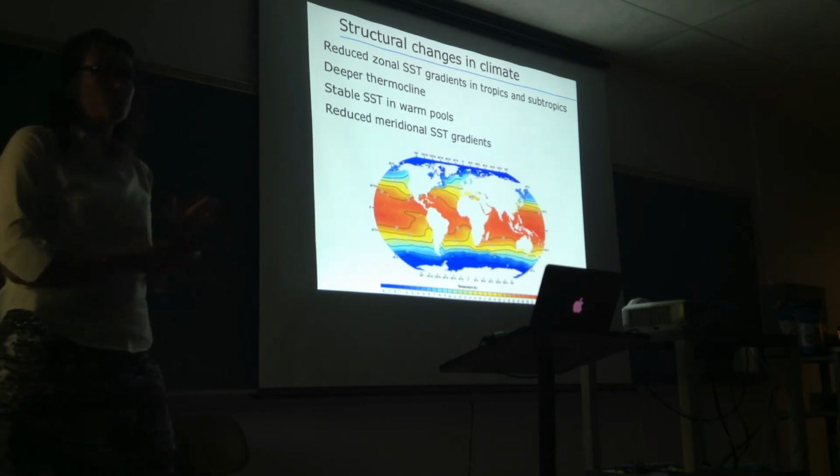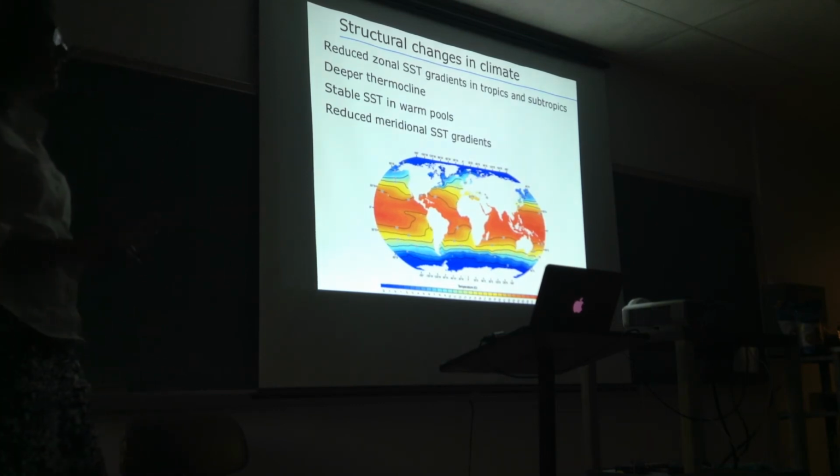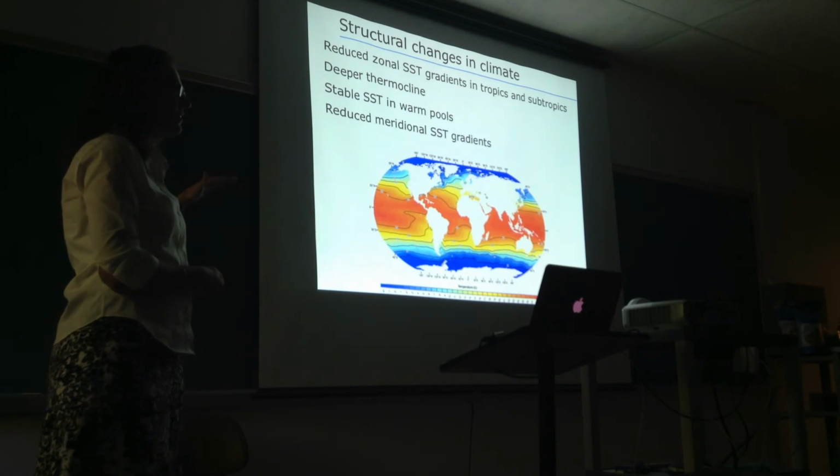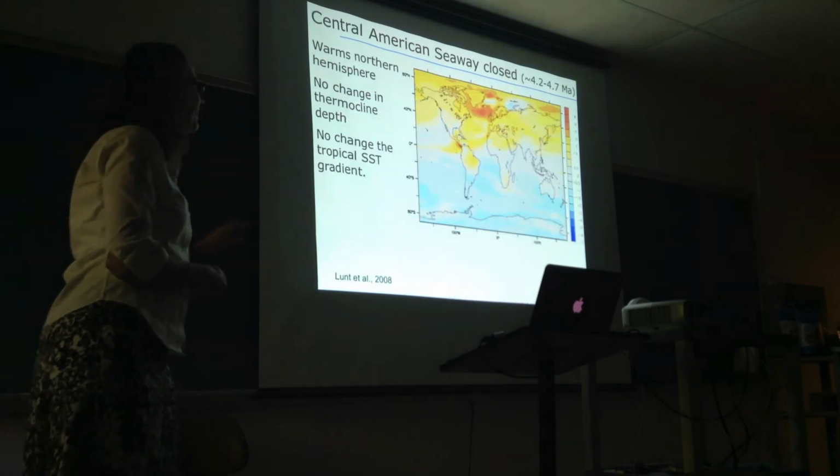So the meridional temperature gradient is the same. Whatever mechanisms we look at for explaining Pliocene warmth need to be able to explain all of these things. Okay, that's what we're looking for. That's the holy grail of Pliocene climate.